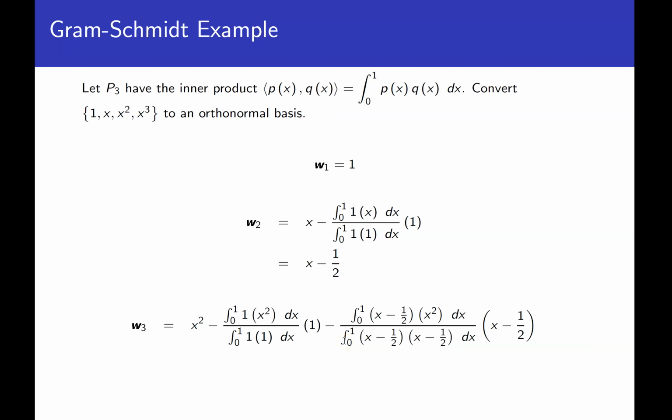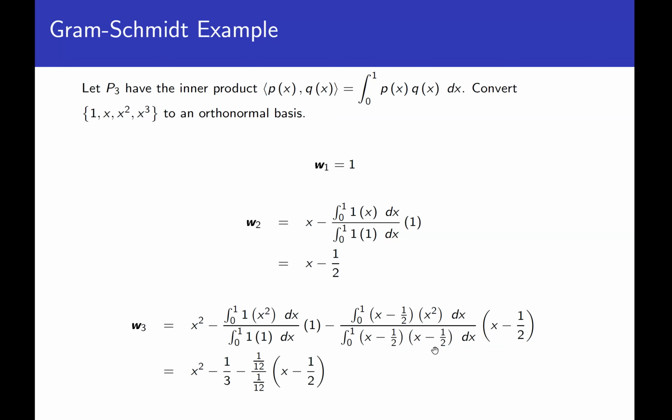All right, let's find the third orthogonal basis vector. Remember, again, we use the third basis vector that we're given, and we project it onto the previous two basis vectors that we have found and subtract it from that third basis vector. So we're getting that orthogonal thing. Here on top is the dot product of 1 with x squared, and then the dot product of 1 with itself. Here is the dot product of x minus a half with x squared, and x minus a half with itself.